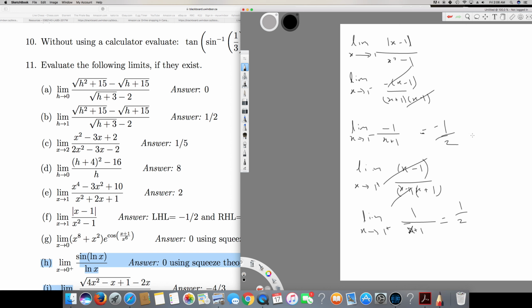So if you see, this is the left-hand limit, and this is the right-hand limit. Both are not equal, because the left-hand limit is negative half and the right-hand limit is half. Therefore the left-hand limit is not equal to the right-hand limit. Therefore the limit does not exist.